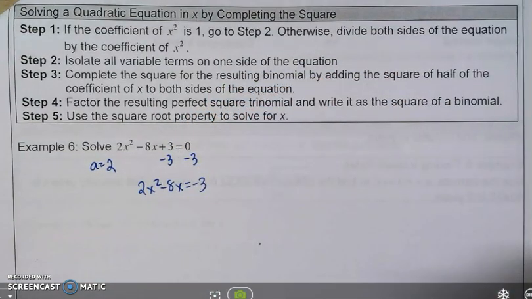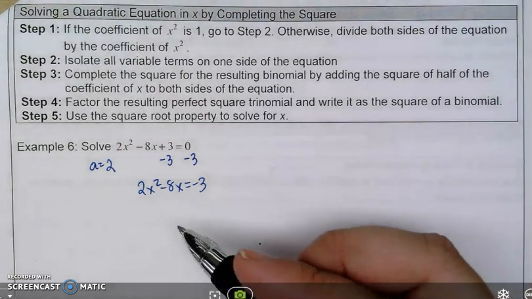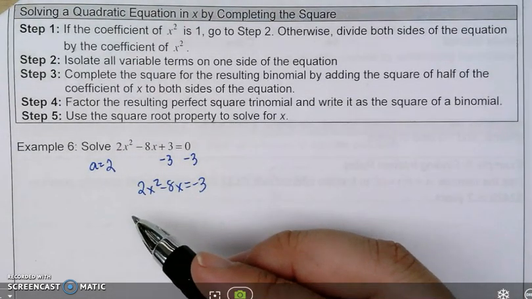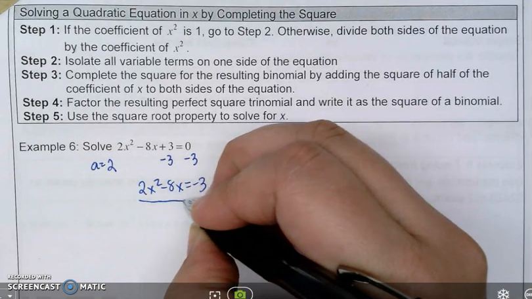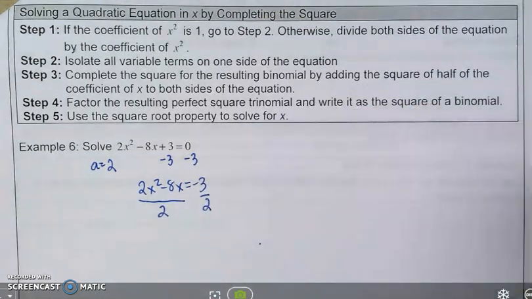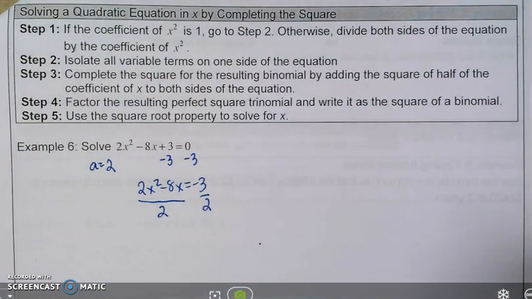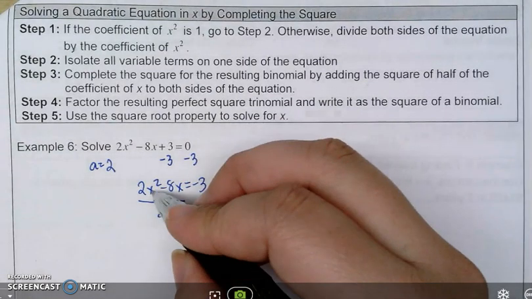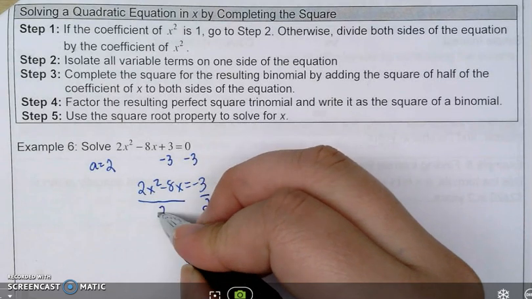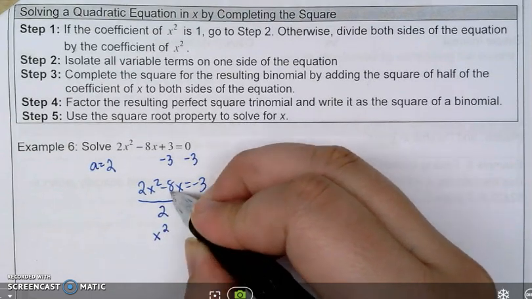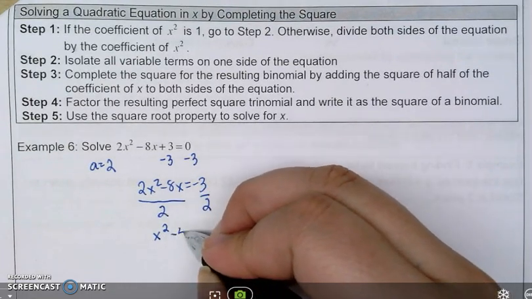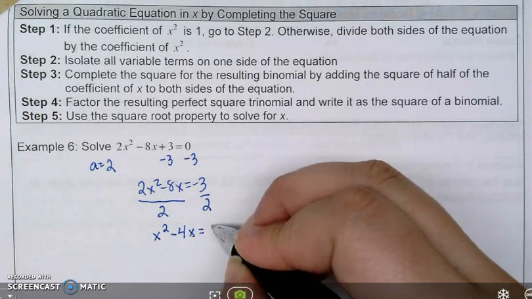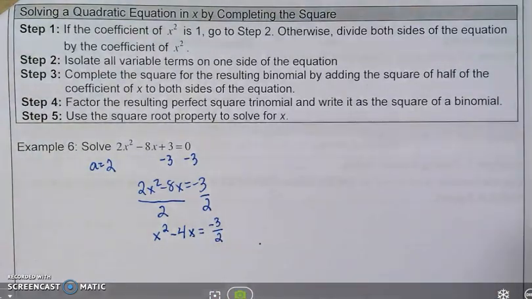But now, instead of directly going in to complete the square on that middle coefficient, I want to divide by 2. And the reason we want to do this is because so far all of the perfect square trinomials that we've looked at had a leading coefficient of 1. So when we divide this by 2, 2 divided by 2 is 1, so we get x squared. Negative 8 divided by 2 is negative 4x. And then the constant over here stays as a fraction, and that's okay.